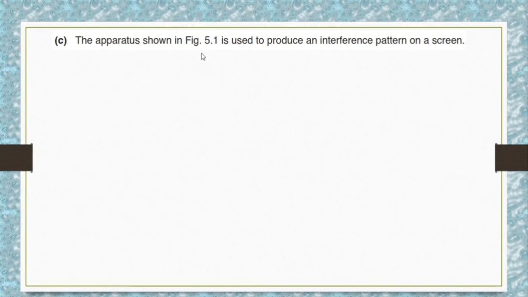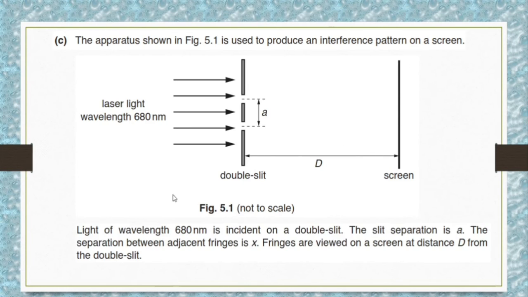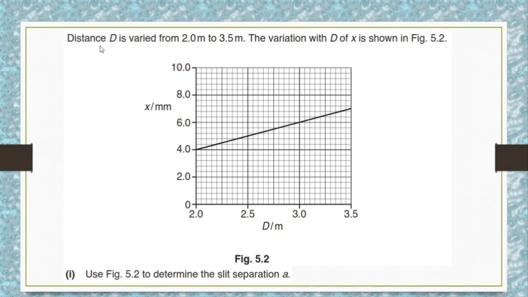The apparatus shown in figure 5.1 is used to produce an interference pattern on a screen. Light of wavelength 680 nanometers is incident on a double slit. The slit separation is a. The separation between adjacent fringes is x. Fringes are viewed on a screen at distance capital D from the double slit. Now, distance D is varied from 2 to 3.5 meters. The variation is shown in this figure.